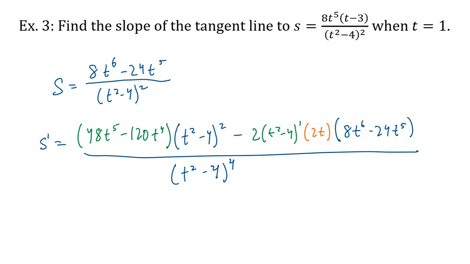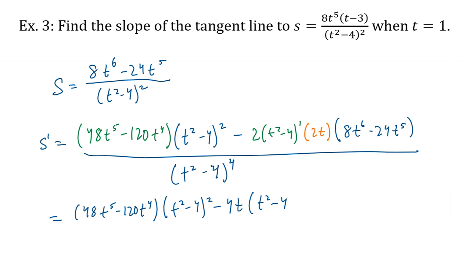Yikes. I'm going to clean this up a little bit. For the denominator, all we do is we square the denominator, right? Good thing it's when t is equal to 1, because if t was equal to anything else, we'd be in a bit of trouble. So 2 times 2t is 4t times t squared minus 4 times 8t to the 6th minus 24t to the 5th.